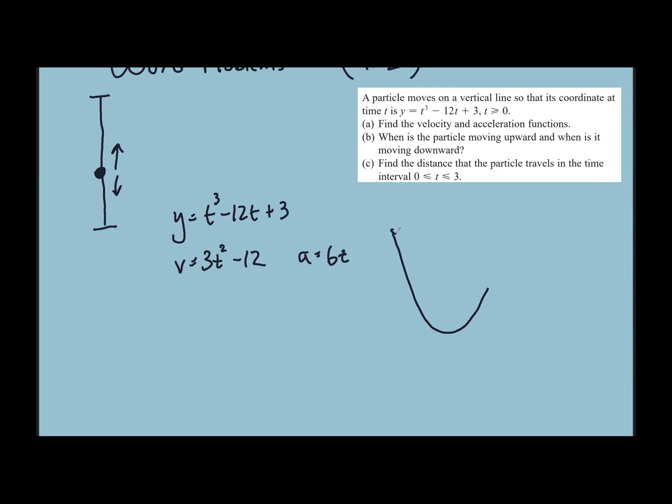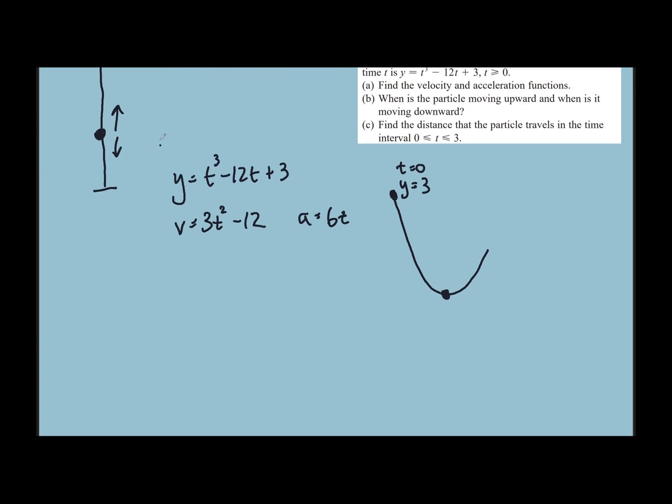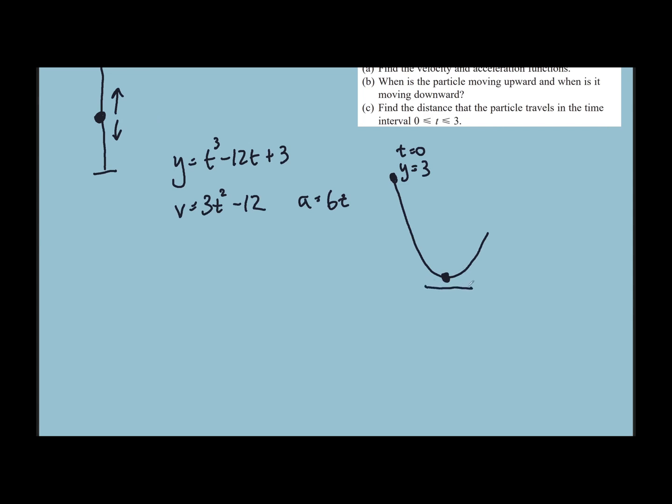Well, let's start at t equals 0 and figure out where it actually is. That's 0, 0, plus 3. So this is at y equals 3 when time equals 0. And they say, when is it moving upward, when is it moving downward? So at some point, as it's falling, it's going to hit this critical point, I believe is the term we use. The way we find that is you notice the slope is going to be 0. It's flat. Well, the velocity is the slope of the displacement. So we set that to 0.